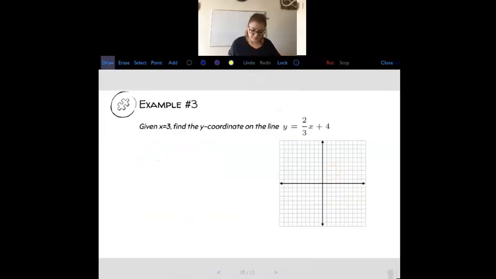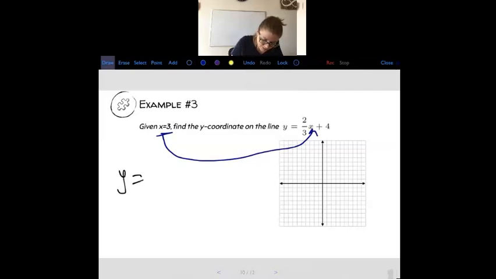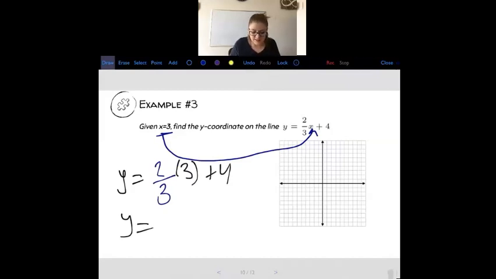Okay, number 3, given x equals 3, find the y coordinate on the line y equals 2/3 x plus 4. So in this case, we're given x and we're asked to find the corresponding y value. All we have to do for this is plug x equals 3 in, and we'll get the y value. And again, you can also graph this. So plugging in x, we'd have y is equal to 2/3 times 3 plus 4. For the right-hand side, you can calculate it by hand or plug it into your calculator. You would get y equals 6. So in this case, if x is 3, plug it into the equation, and we get y equals 6.